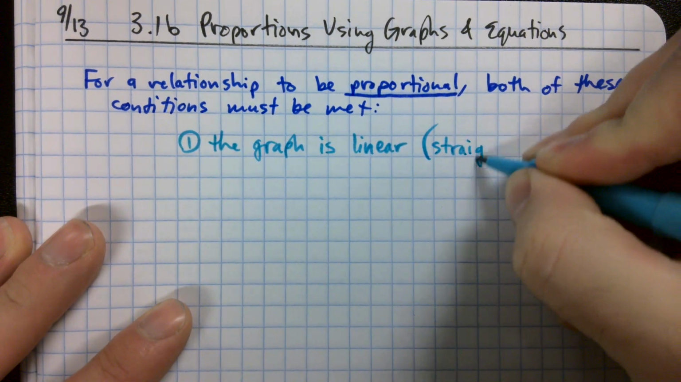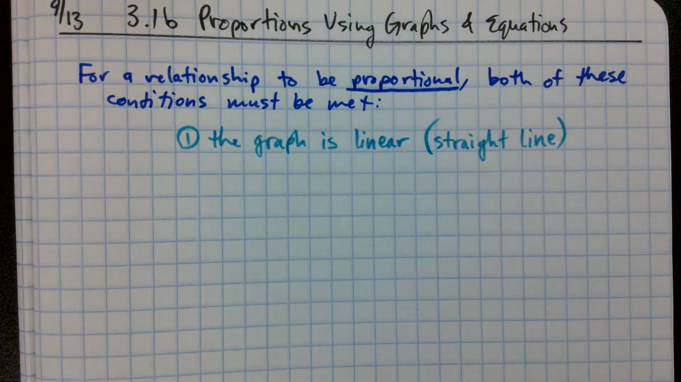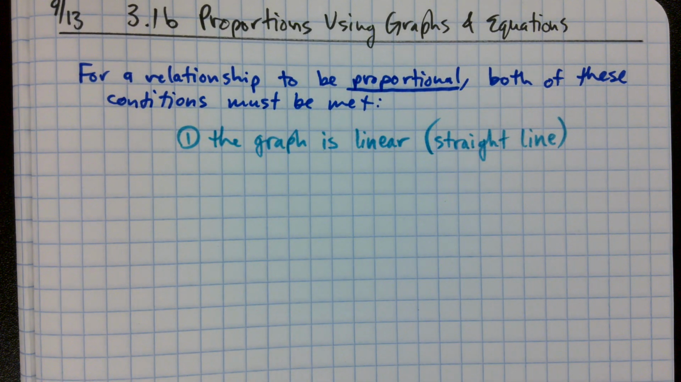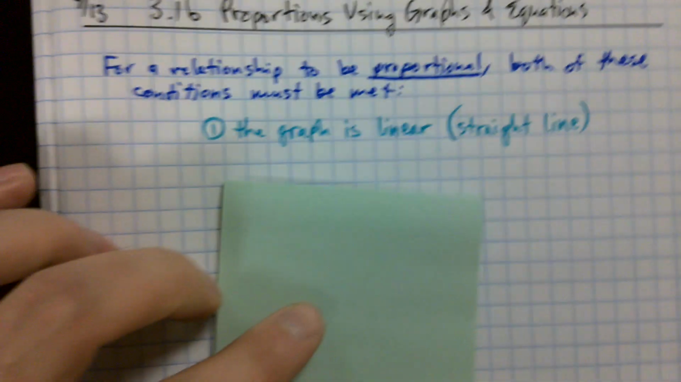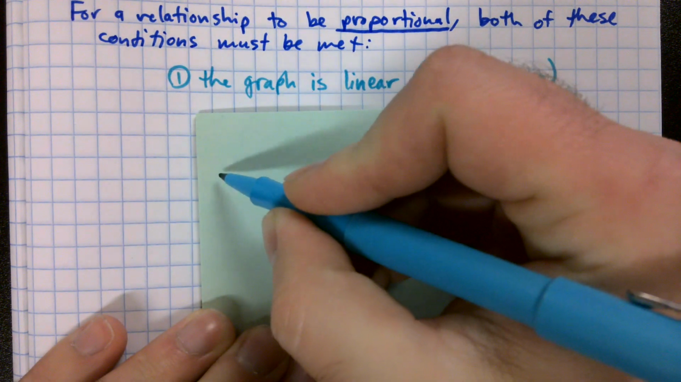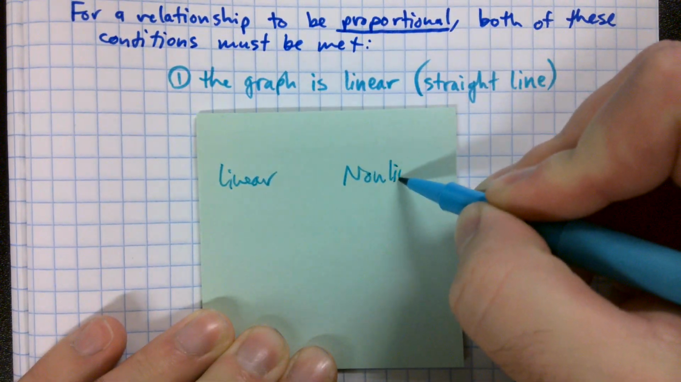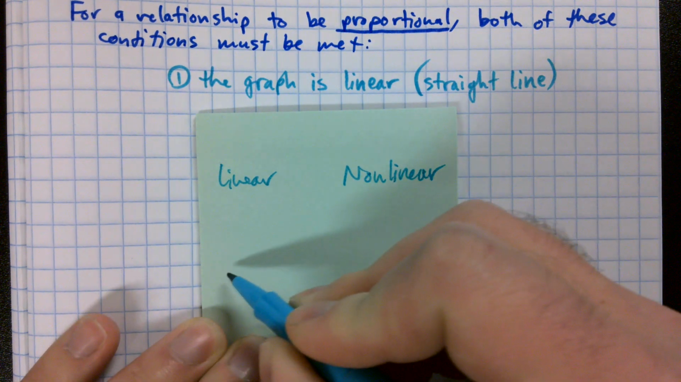A straight line. Now, it could be diagonal. It could also be horizontal or vertical. We'll talk about those later. You don't have to write this in. This is just a visual so we know what I'm talking about.